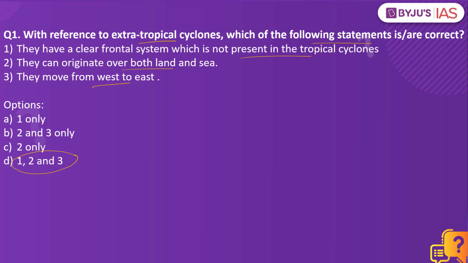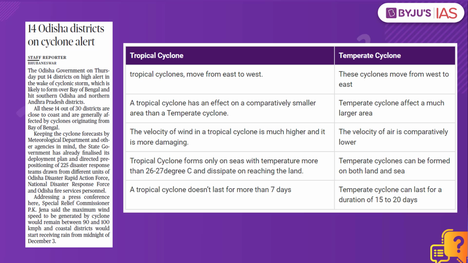Why have we taken this practice question? Because this article here makes a mention of cyclone. Let us try and understand what are the differences between the tropical cyclone and the temperate cyclone. When it comes to the tropical cyclone, they move from the east to west direction.